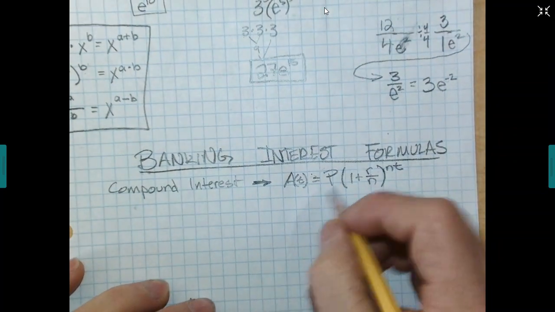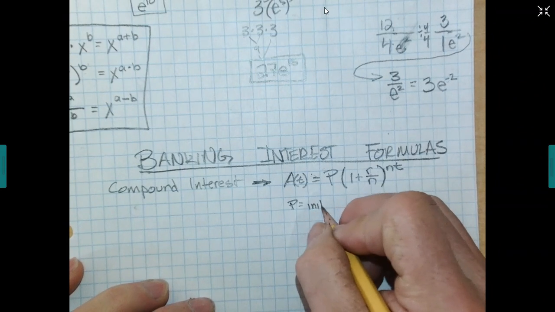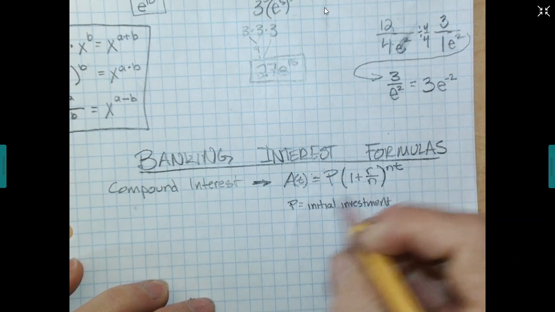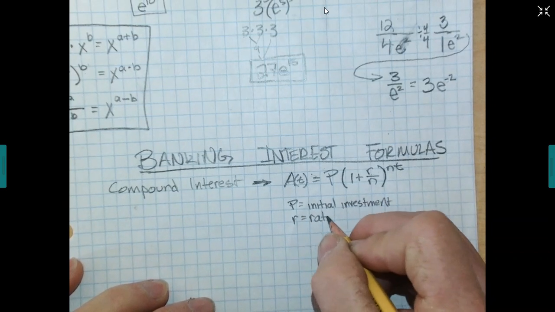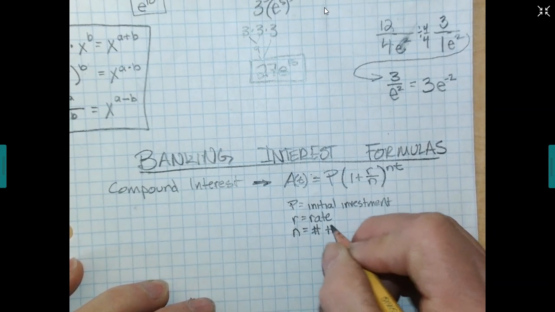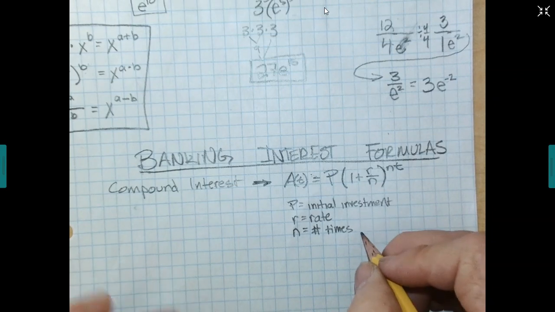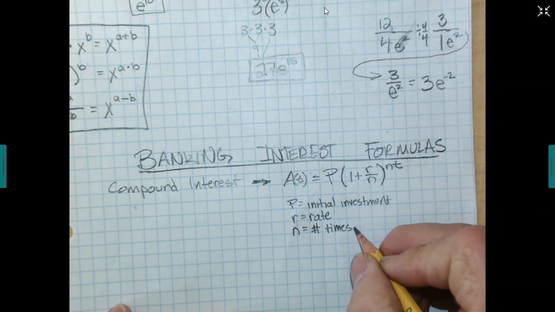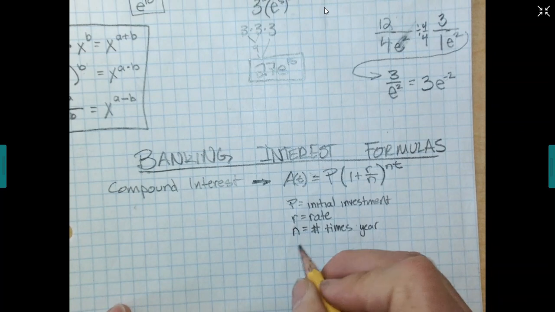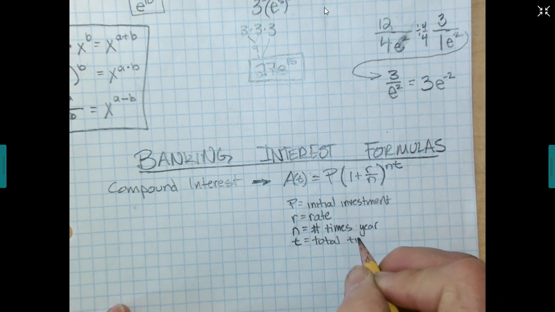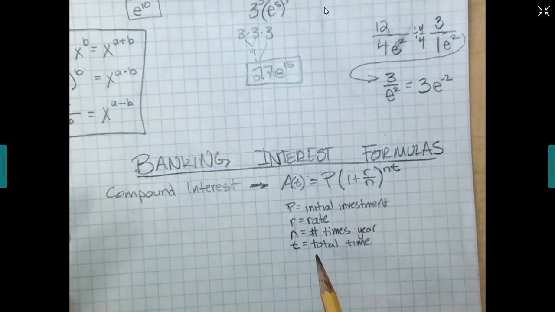Okay, let me define them. So P equals initial investment. R equals rate of return. N equals number of times interest is calculated. So number of times, like if it's quarterly, that would be 4, like it's 4 times a year. We'll say number of times a year. And then T is total time. So if you leave your investment in for 5 years, that would be your total time.